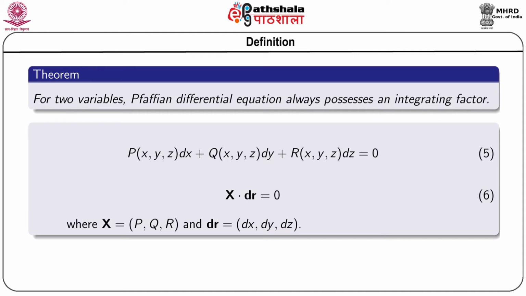Now, we are going to discuss a Pfaffian differential equation in 3 variables. Equation 5 is the general form of a Pfaffian differential equation in 3 variables. It can be written in vector form X . dr = 0, where X = (P, Q, R) and dr = (dx, dy, dz).